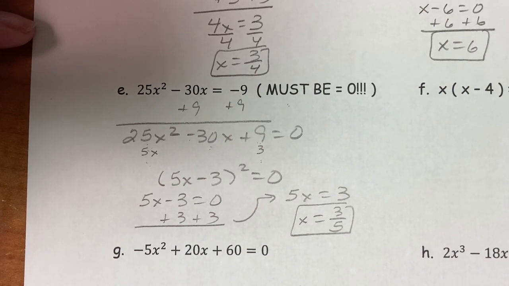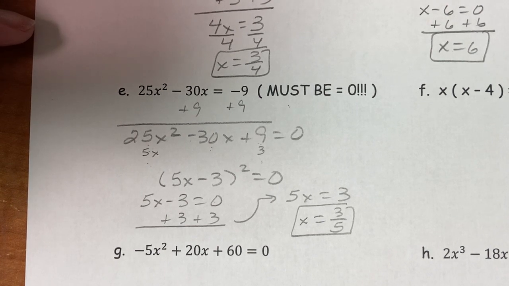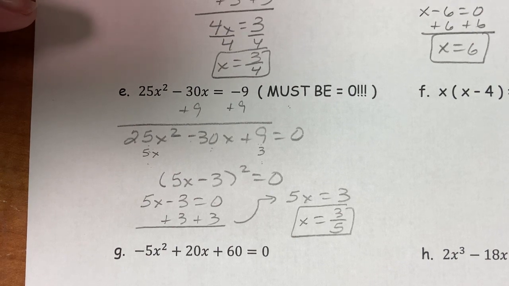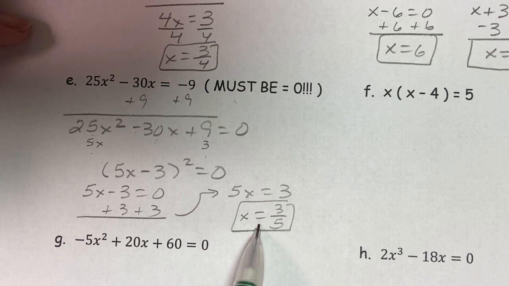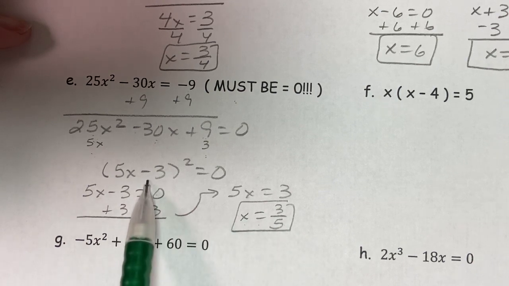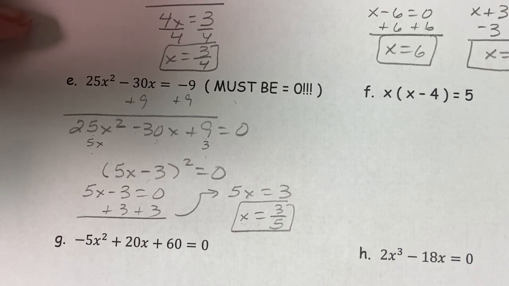Now I know what you're thinking. You're thinking, but wait, she said that every quadratic equation would have 2 solutions. It does. We say that this has 2 solutions because there are 2 factors. The 2 solutions just happen to be identical twins. It does have 2 solutions. They just happen to be exactly the same.